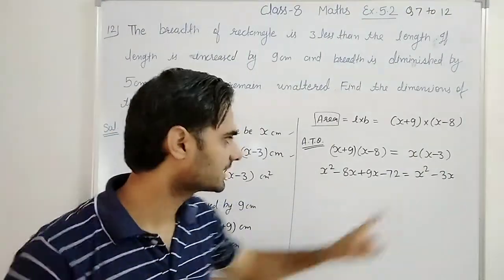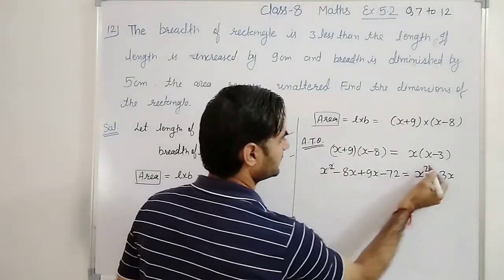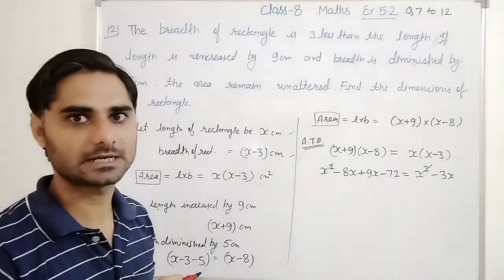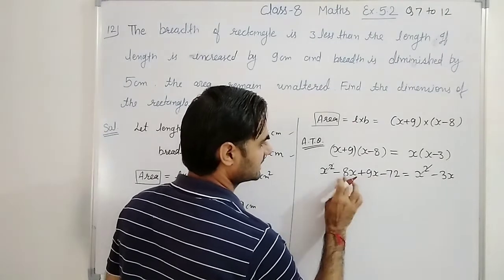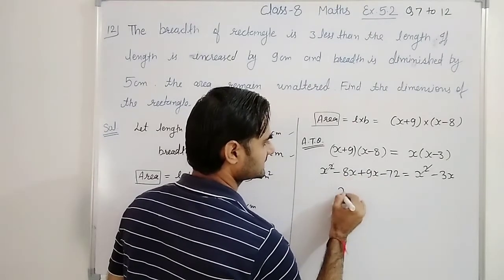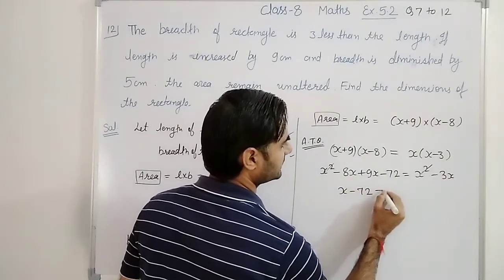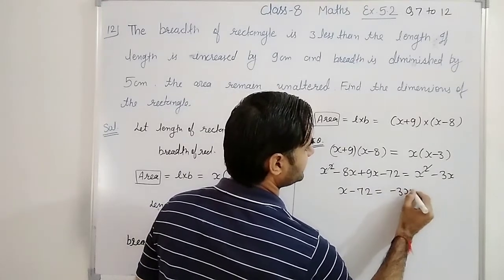So x square and x square will cancel. So this will be cancelled. By transposing, the sign will change. Here minus 8x and plus 9x. 9 minus 8 equals 1x, right? x minus 72 is equal to minus 3x.